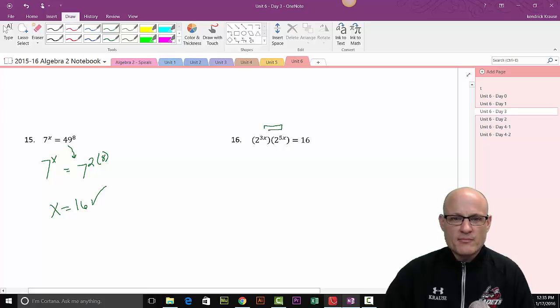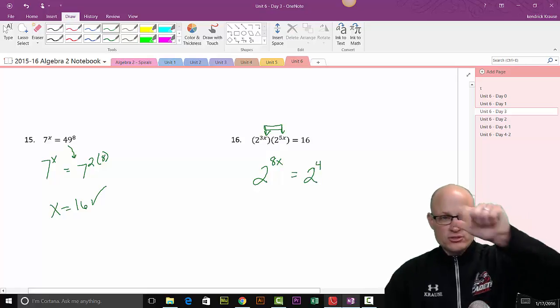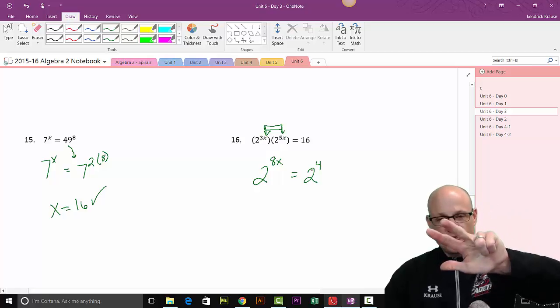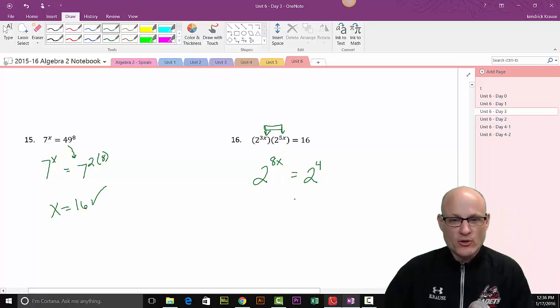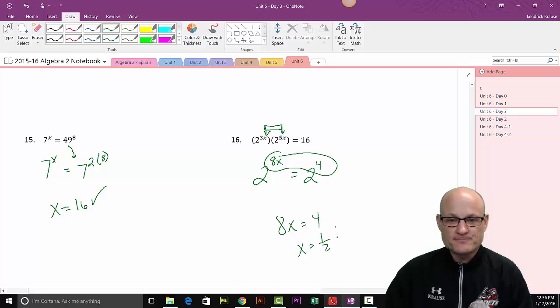Here we got to take care of a little business. First, we got to take care of this multiplying. So this becomes 2. Now when we do this, we add the exponents. Don't forget that we add the exponents. So this becomes 2 to the 8x equals 2 to the 4th. Now 2 times 2 is 4, times 2 is 8, times 2 is 16, so 2 to the 4th. Okay, so now I just set their exponents equal to 8x equals 4, or x equals 1/2.